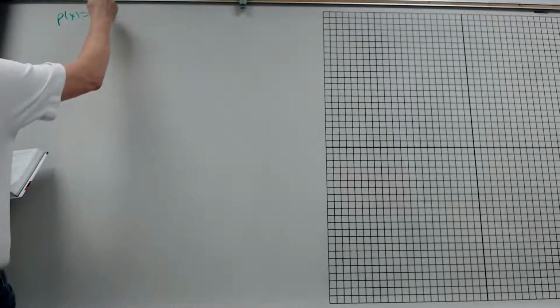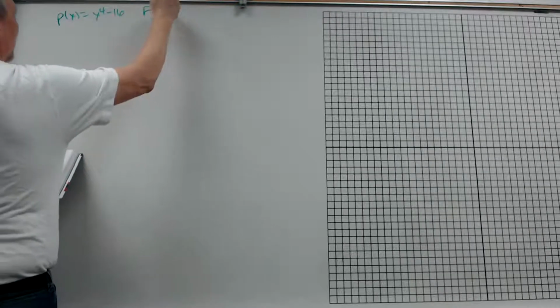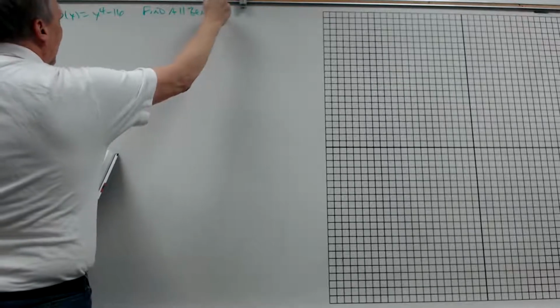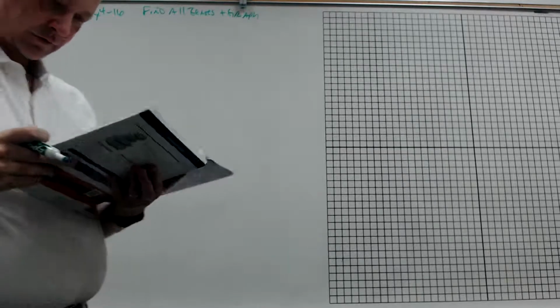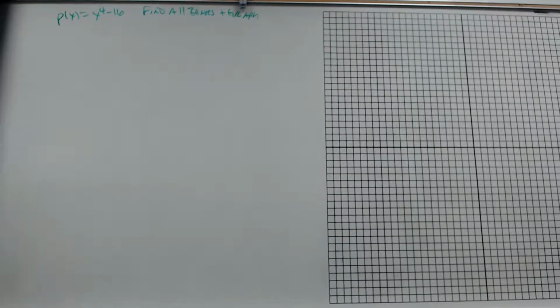So we're just gonna pick one from 3.5. Let's see here. This one looks like a pretty good one. P of x equals x to the fourth minus 16. Find all zeros and graph. Okay. So how would we do that one? I guess we'll ask Alyssa since you wanted to do this one.